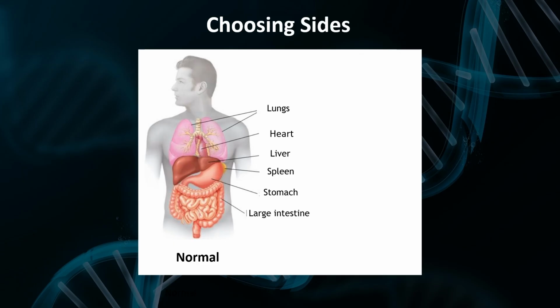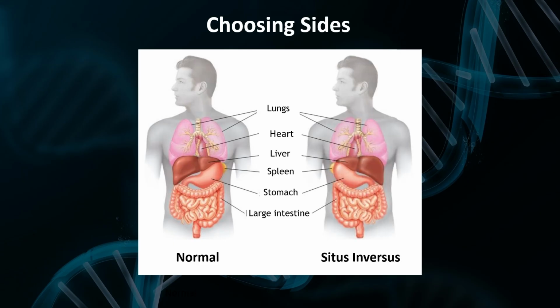You've got your heart that's a little more tilted onto the left side, you've got your stomach more on the right side, you've got the liver more on the right side. So it is not the same on the inside. And in fact, if something goes wrong during development, it can be completely inverted.